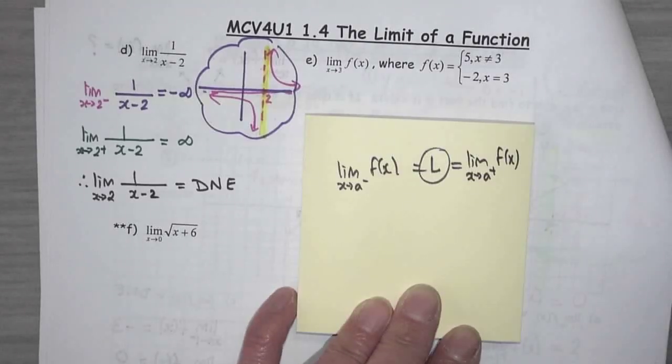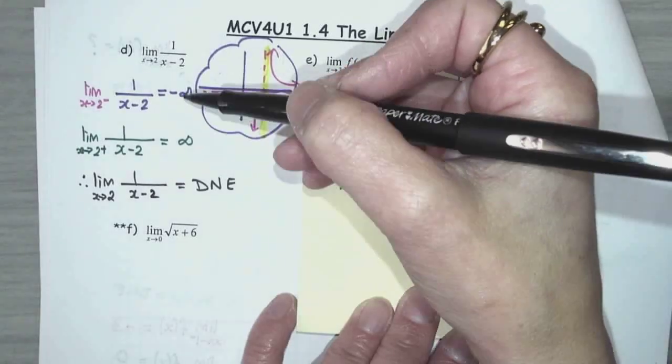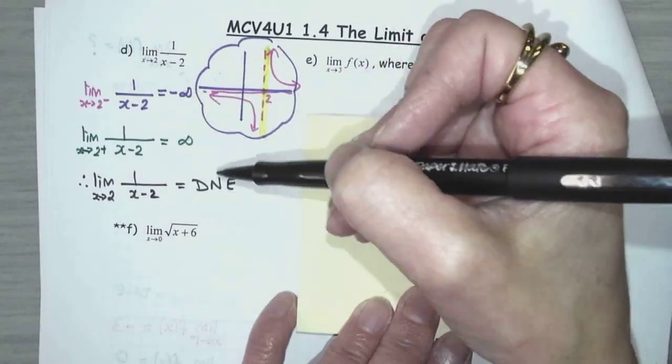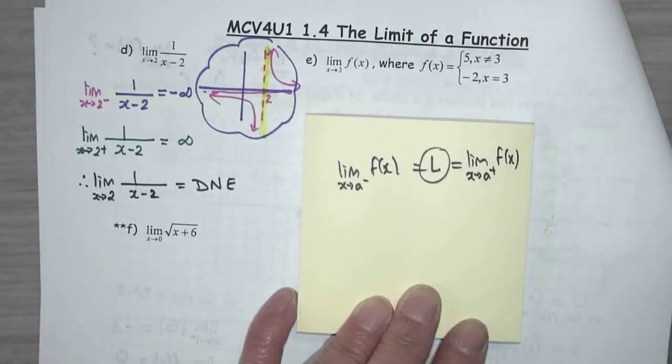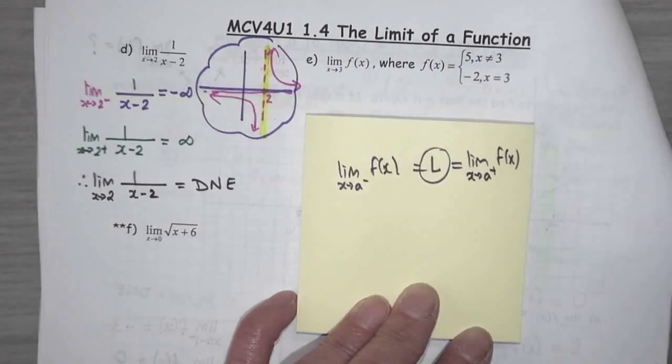So it doesn't exist, but you're telling me why. Here you're saying it doesn't exist because I just explained with the two one-sided limits, and now my conclusion is that. So you're just being more precise with how you're saying it doesn't exist. Usually, sometimes the question will say use infinity to explain.